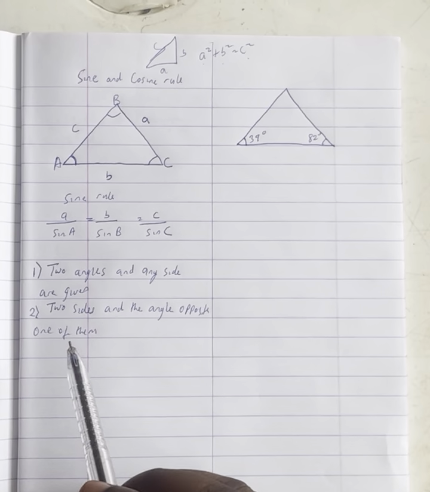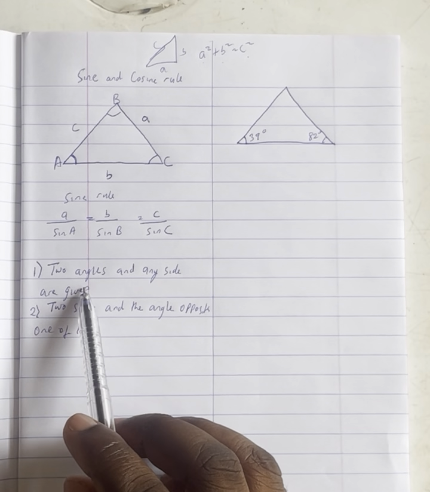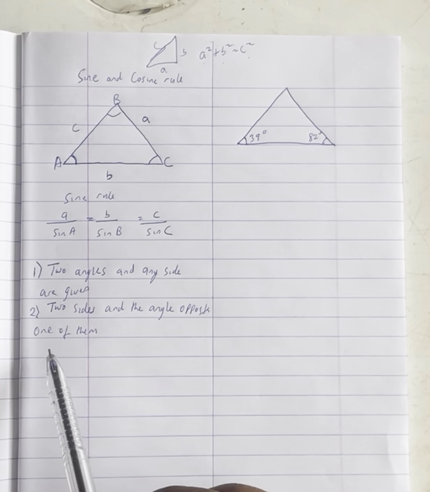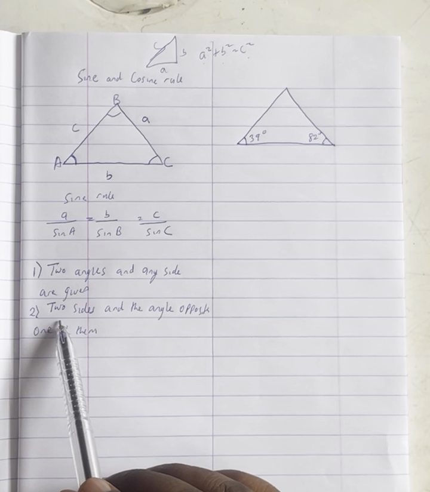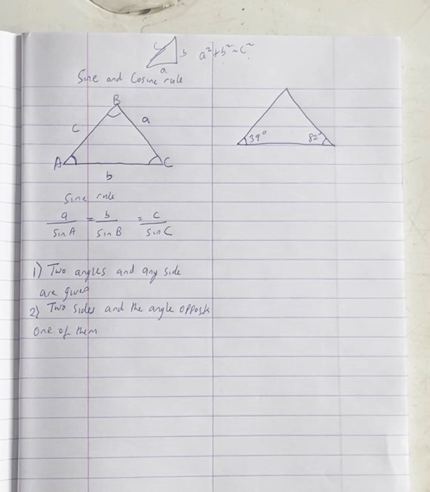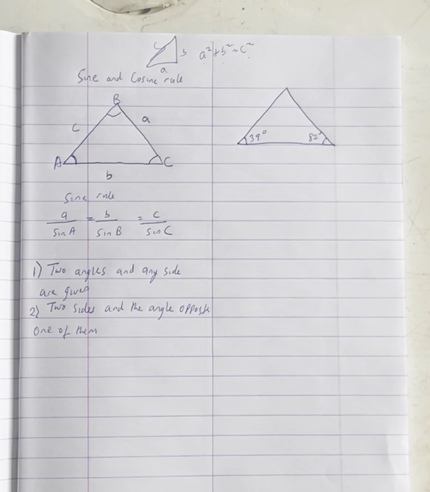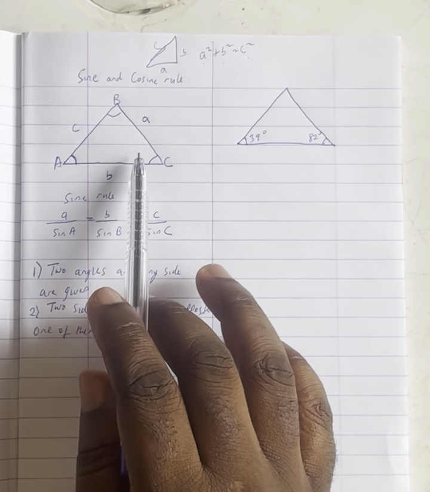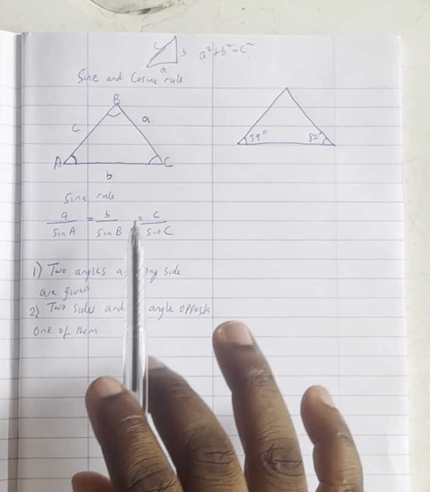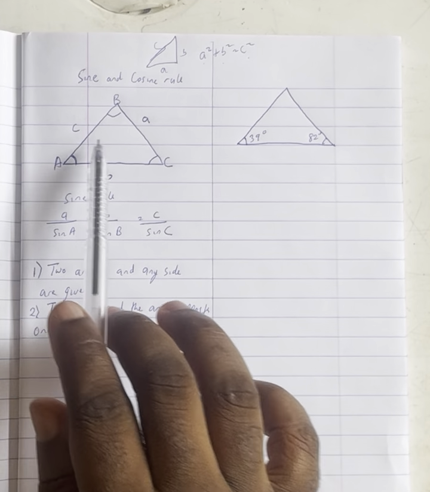So we use the sine rule when two angles and any side are given. And then we also use it if we have two sides and the angle opposite to one of them. That is when we use the cosine rule. So this is just the sine rule, which states that a over sine A is equal to b over sine B is equal to c over sine C. This one is a small letter c.